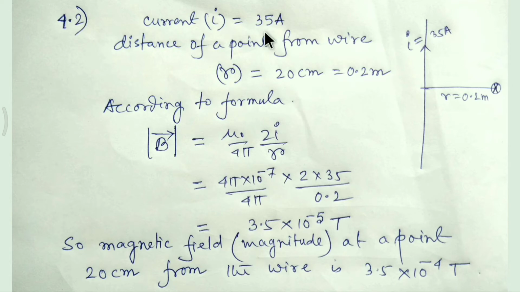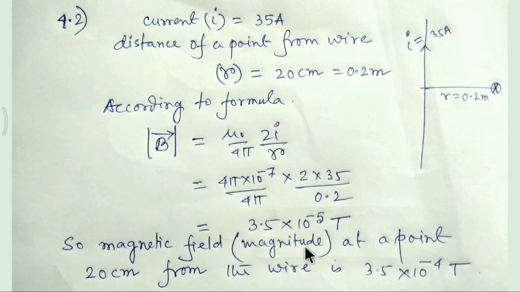Current I is equal to 35 ampere, we have written. First of all, you have to write what is given in the numerical problem. Distance of the point from the wire, we have drawn one figure also. R is equal to 0.2 meter, 20 cm is equal to 0.2 meter. According to the formula, B is equal to, this is the magnitude, mu 0 by 4 pi, 2 I by r. So mu 0 is permeability. It has a value 4 pi into 10 to the minus 7, and 2 into I is equal to 35, then divided by 0.2, it will come out as 3.5 into 10 to the minus 5 Tesla.